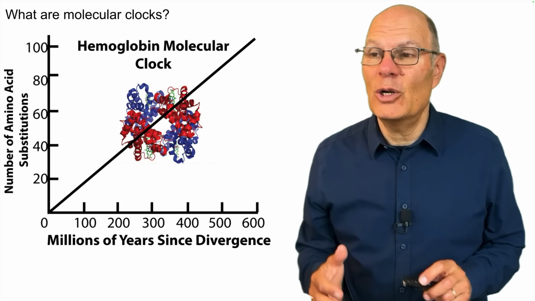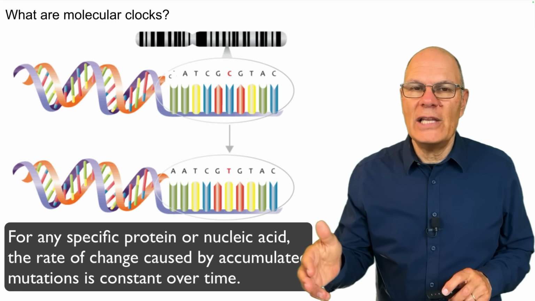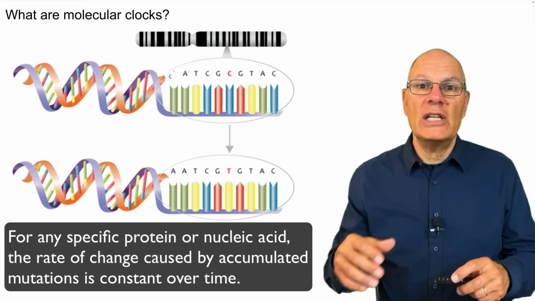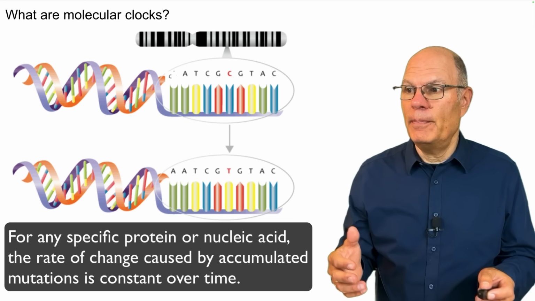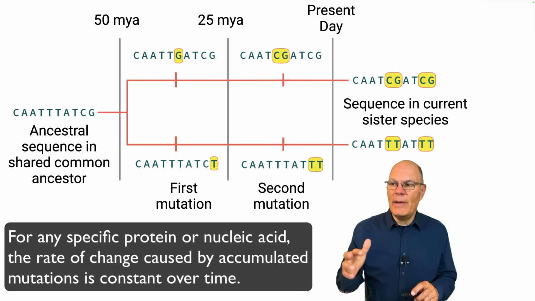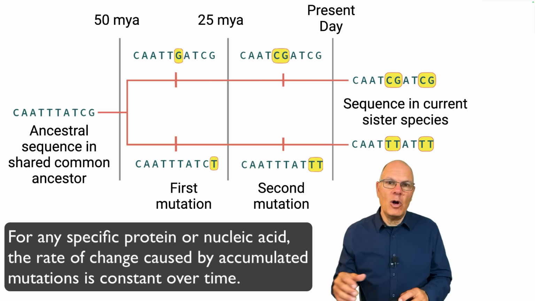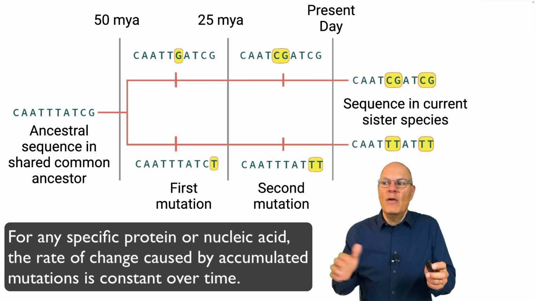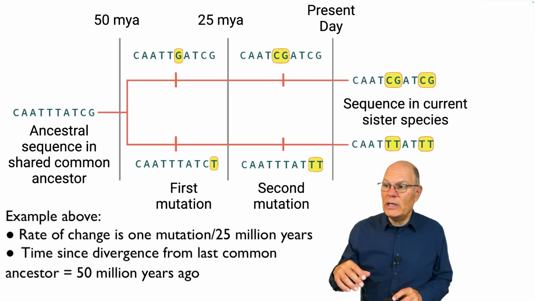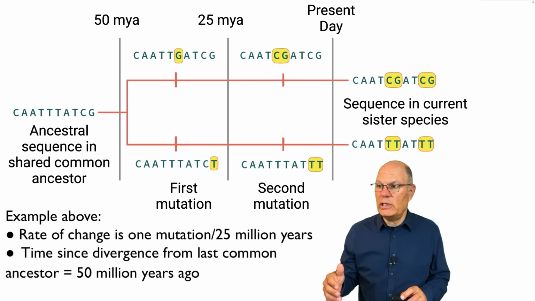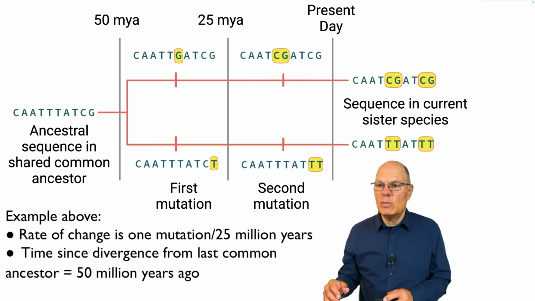What are molecular clocks? Here's how this works. For any specific protein or nucleic acid, the rate of change caused by accumulated mutations is constant over time. And if you can calibrate the amount of change in a gene or protein to when species split apart, which you can sometimes determine from the fossil record, then you can do two things. One is you can determine a rate of change in that gene or protein, and you can use that rate to determine when other species split apart.